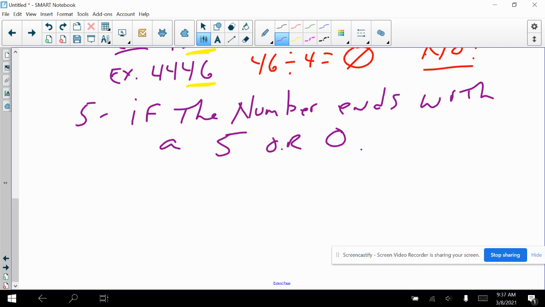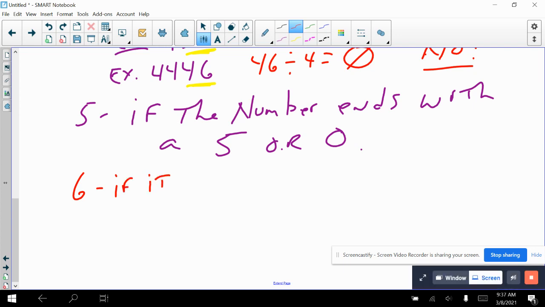Pretty tough one. If the number ends with a 5 or 0, it is divisible by 5. Doesn't get any easier than that. Six.